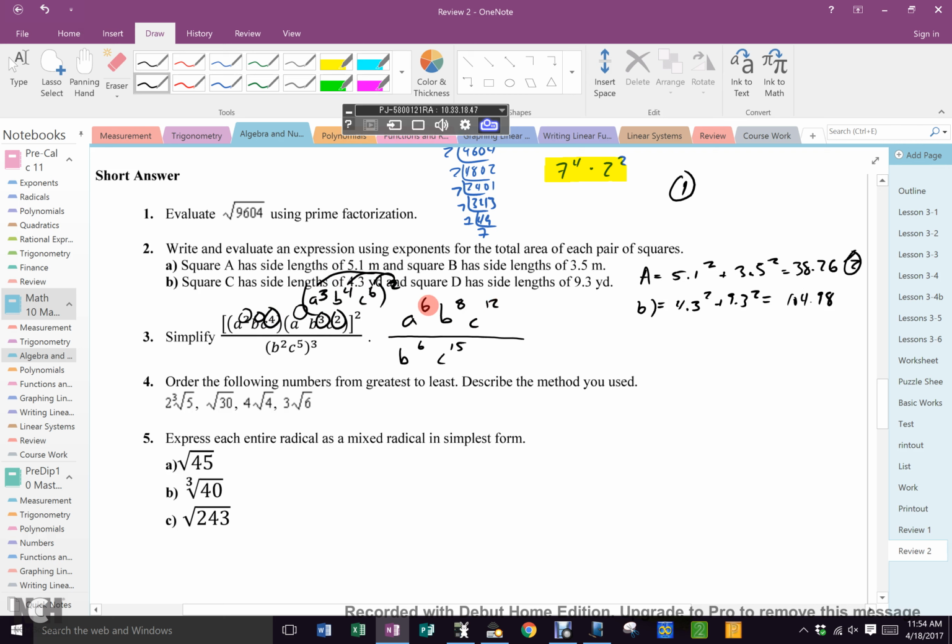Now I go up and down. Any A's on the bottom? No, so it's A to the 6. 8 and 6, what do I do there? Minus, what's 8 minus 6? B squared. 12 minus 15 is C to the what? Negative 3. Is that allowed? So what do I really get? A6, B squared over C3.